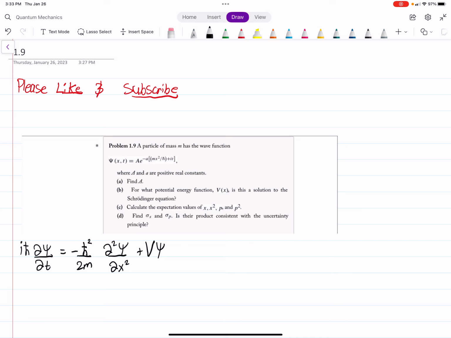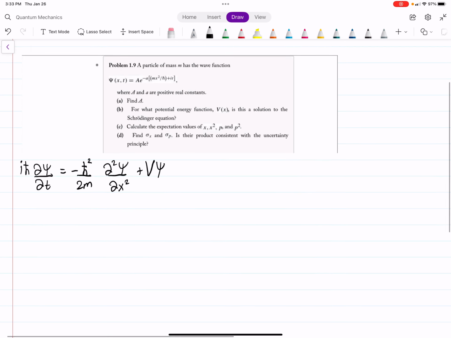So problem 1.9 is going to follow a pretty similar path to problems we've done before. We have to find a normalization constant, find some expectation values, work with the Schrodinger equation, and now we're adding the uncertainty principle to this. So we'll start with part A.